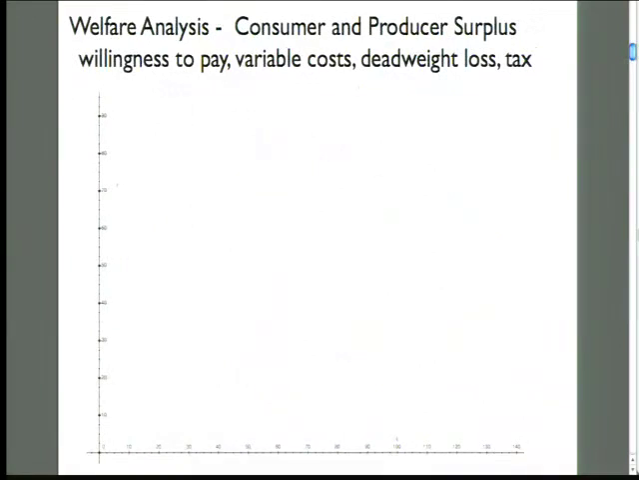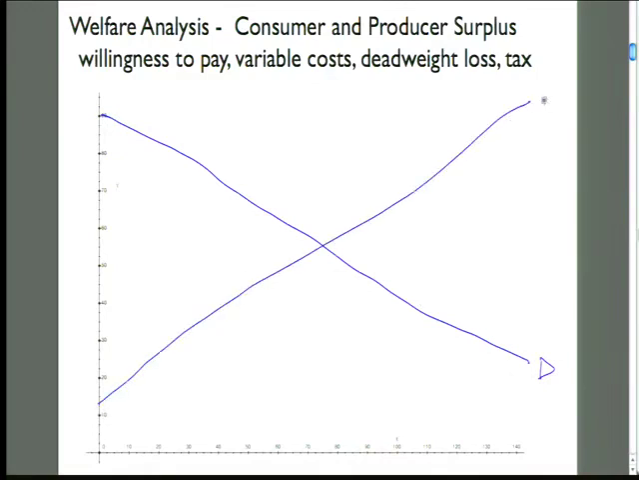Okay, so then we get back to this welfare analysis. We'll go back to our demand curve once more. We have a demand curve. We have a supply curve. Now, we also want to think about the areas under these curves and what they represent. So the first is willingness to pay. The willingness to pay is going to be the sum of adding rectangles under this demand curve.